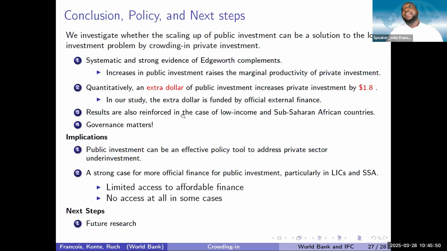The key implication here is that public investment can be an effective policy to address private sector underinvestment, which we've seen in several developing countries. And the result also makes a strong case for more official finance for public investment, particularly in low-income countries and sub-Saharan African countries that tend to have limited access to affordable finance, or in some cases, no access at all to international markets. And of course, the next step is to try to extend the work and bring in broader financing strategies, which includes domestic financing through taxation, amongst other things.